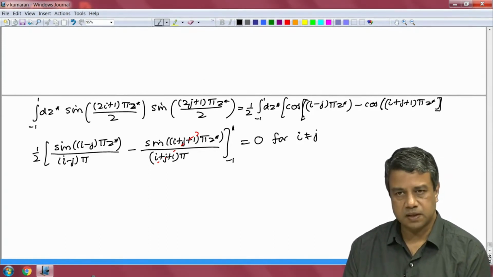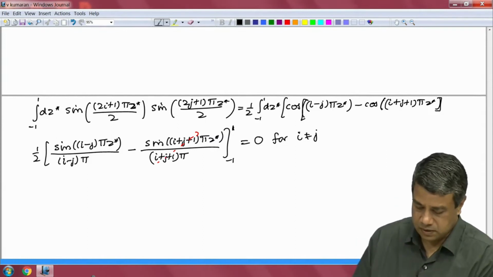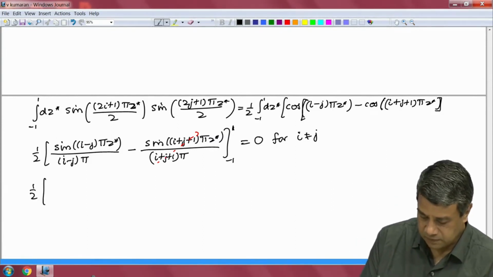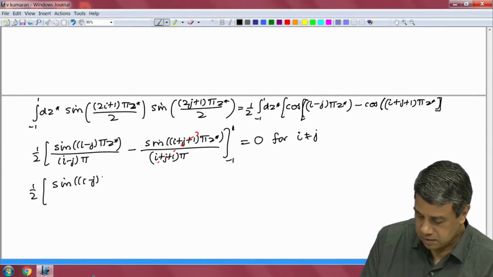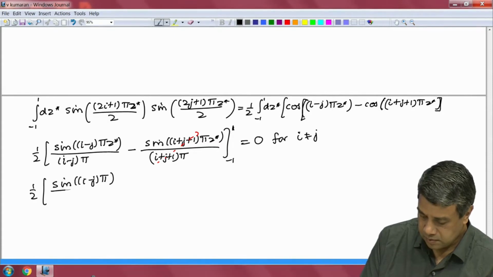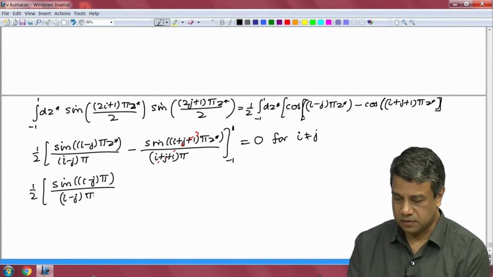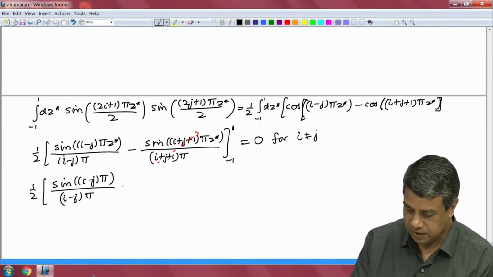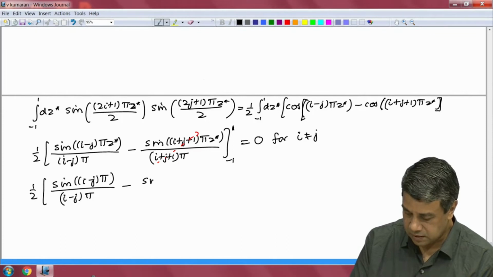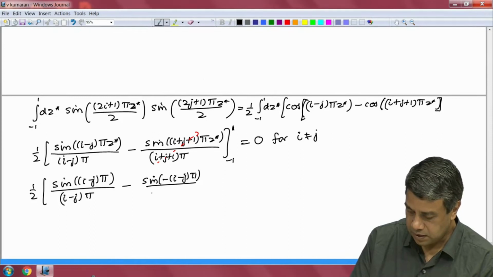For i equal to j, both the numerator and the denominator tend to 0. So, what you will get is that this will be equal to half of sine of (i minus j) pi by (i minus j) pi, that is the value at z star equal to plus 1, the upper limit, minus the lower limit, which is sine of minus (i minus j) pi by minus (i minus j) pi.